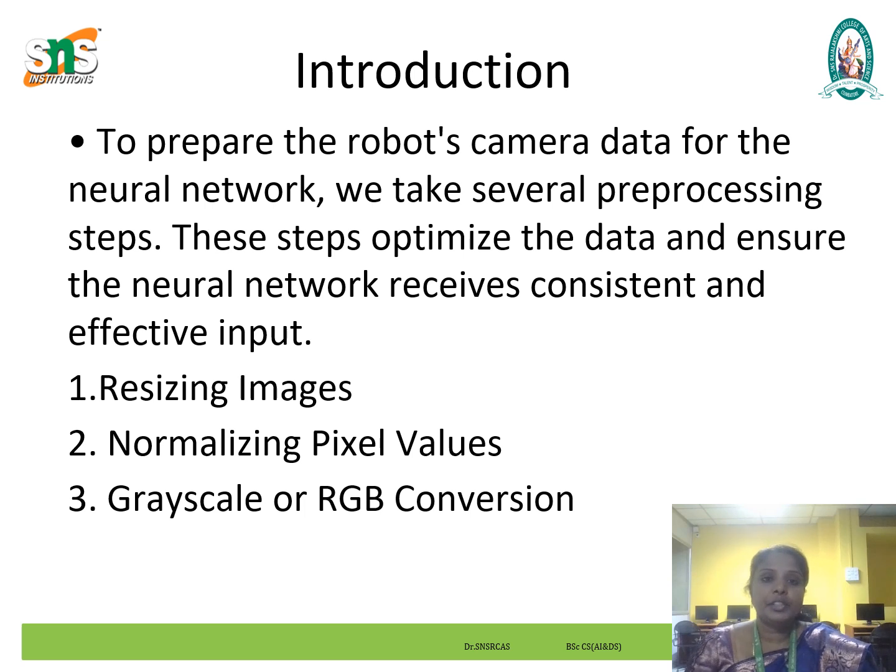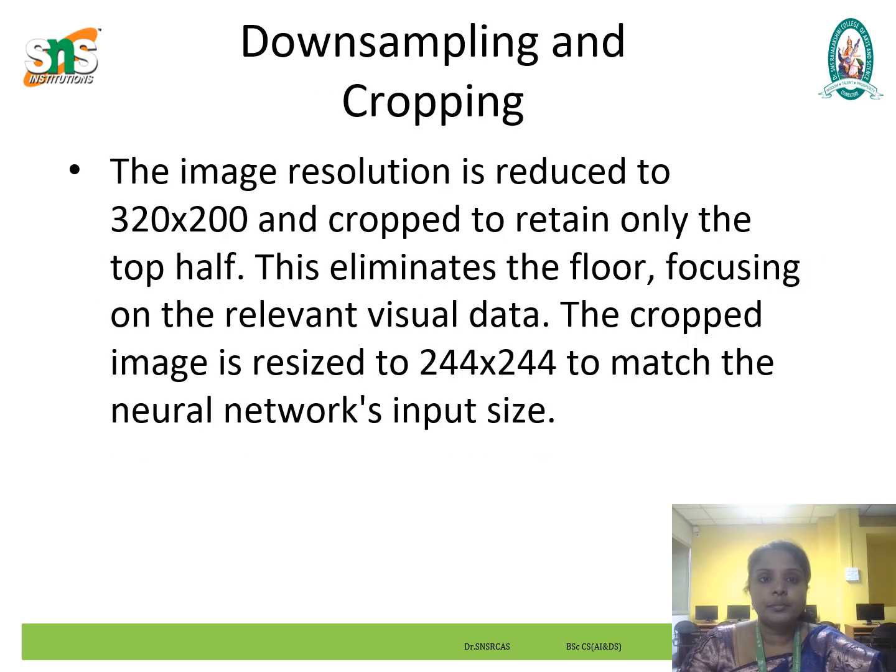So first we see the introduction. To prepare the robot's camera data for the neural networks, we take several pre-processing steps. The first one is to optimize the data and ensure the neural network receives consistent and effective inputs. We are using effective inputs such as resizing images, normalizing pixel values, grayscale or RGB conversion, Gaussian blur, and edge detection. These are all the effective inputs to process in the neural networks.